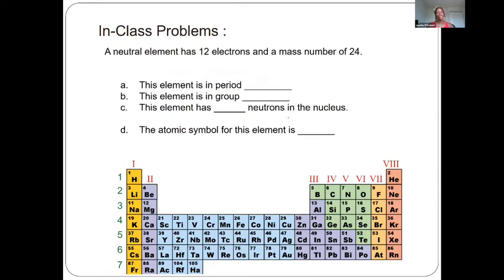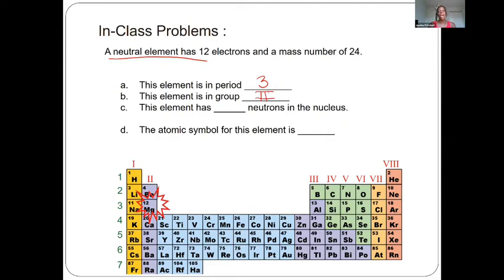Next example, a neutral element has 12 electrons and a mass number of 24. Again, here the key word is that it's a neutral element. So that's going to help us to figure out some information. The fact that the neutral element has 12 electrons tells us that it also has 12 protons, which means we would indeed be talking about magnesium, which would have 12 protons. So it is found in the third period, third row. The element is in the second group. Again, we write it as Roman numerals.